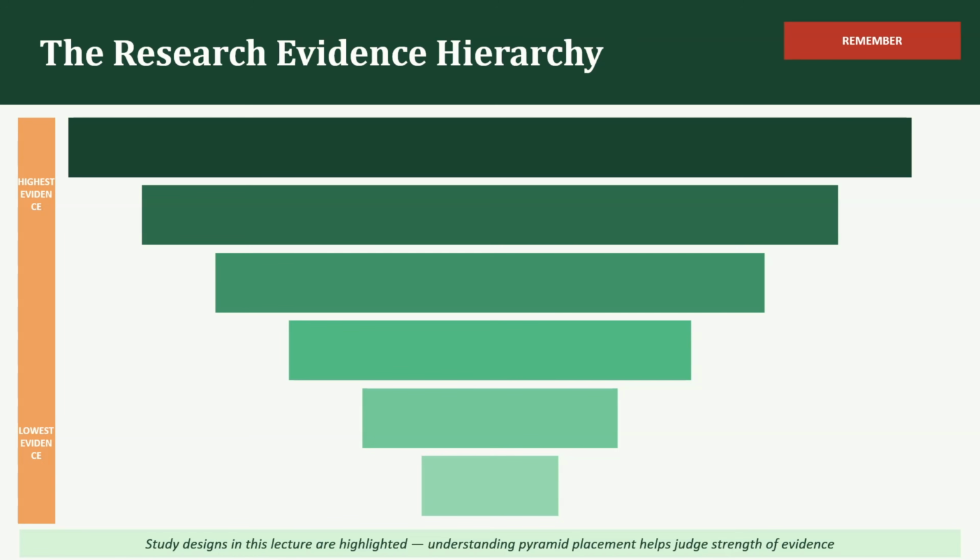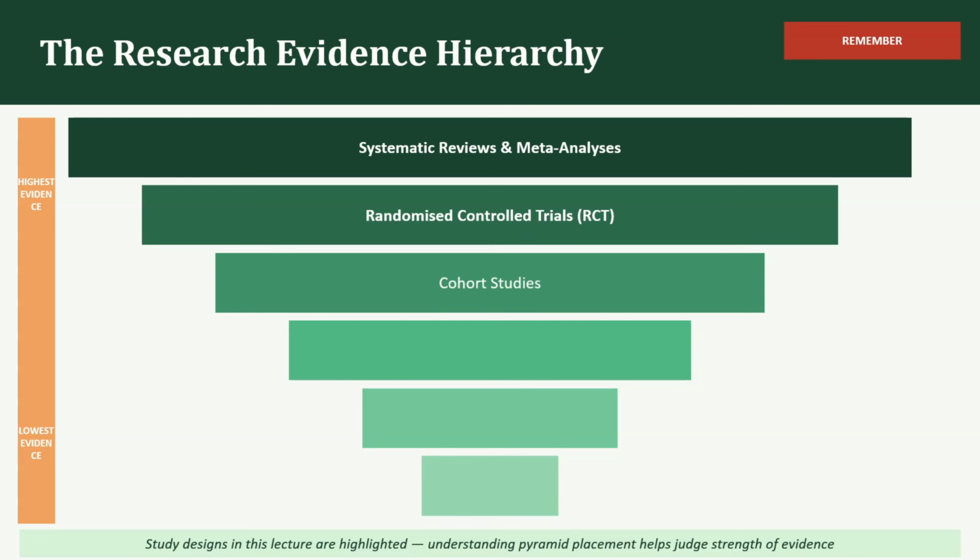Remember, think of evidence like a pyramid. The top is the strongest, the bottom is the weakest. At the very top, systematic reviews and meta analysis, they combine multiple studies. Below that, randomized controlled trials, the gold standard, then cohort studies, then case control, then cross sectional. At the bottom, case reports and expert opinion.